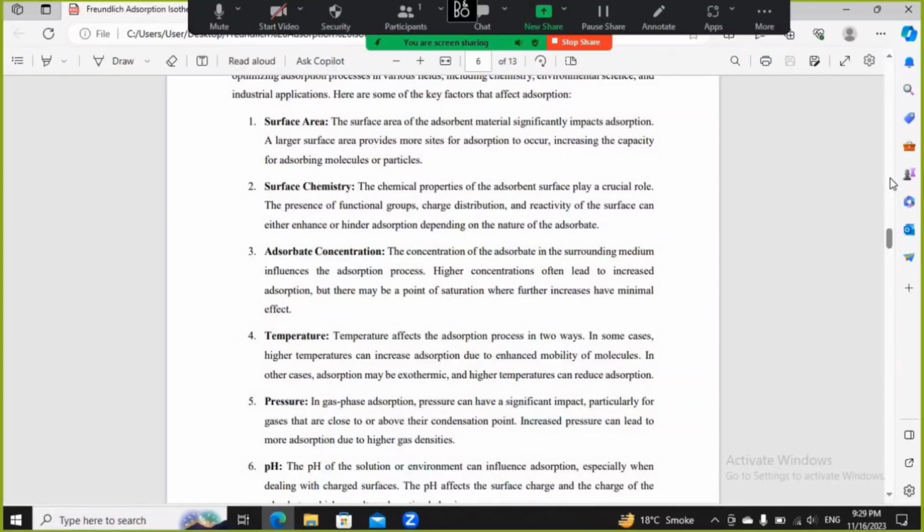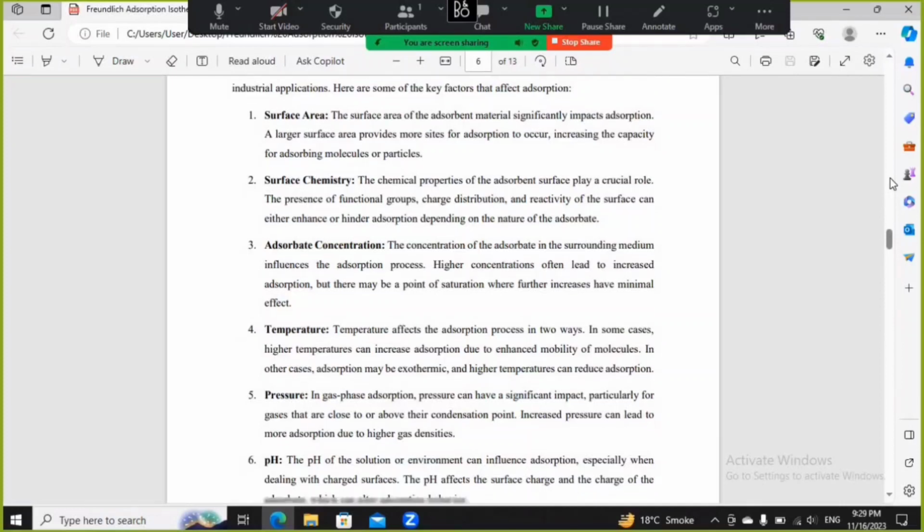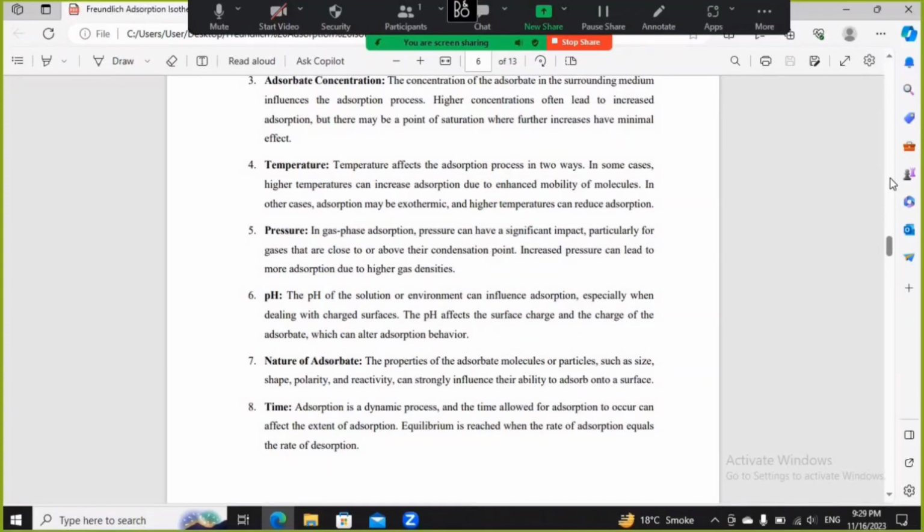The presence of functional groups, charge distribution, and reactivity of the surface can either enhance or decrease adsorption depending on the nature of the adsorbate. The third factor is adsorbate concentration. High concentration often leads to increased adsorption, but there may be a point of saturation where a further increase has minimal effect. The next factor is temperature.